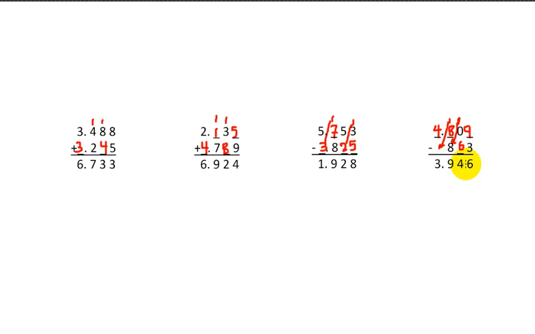Okay, so those were some extra difficult problems just to get our brain running a little bit, just to make us think like a little puzzle.